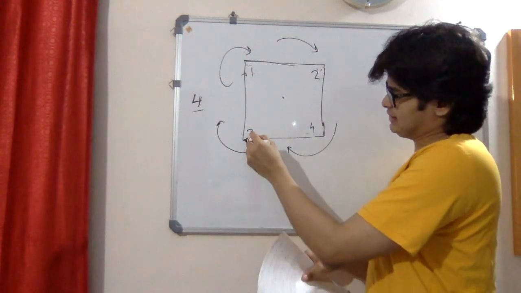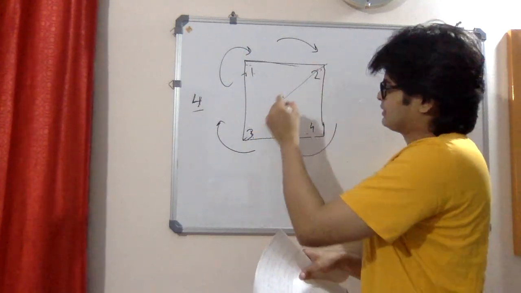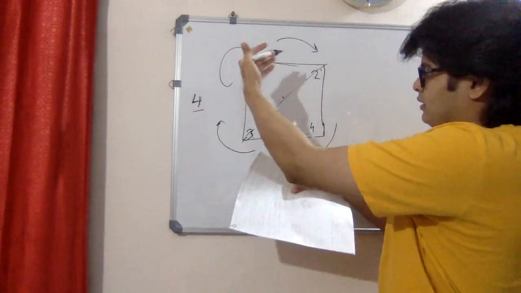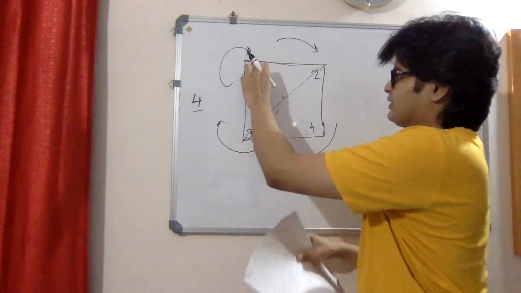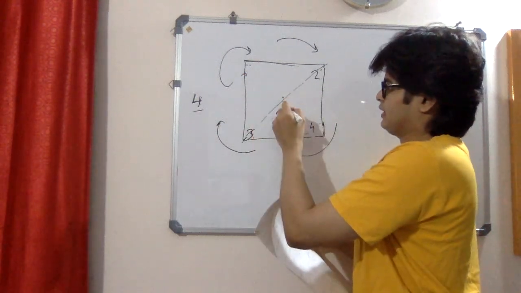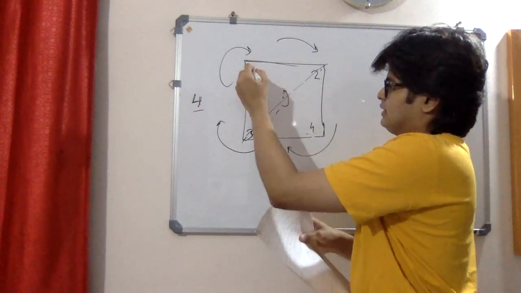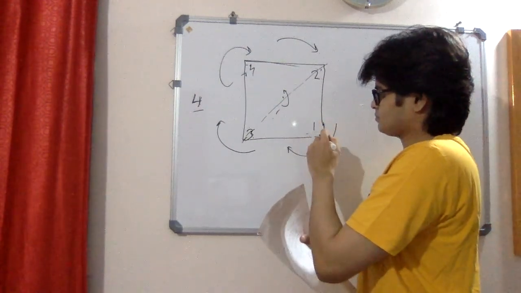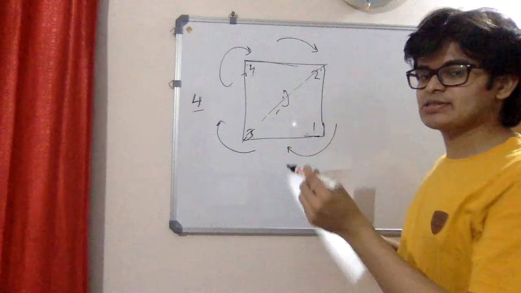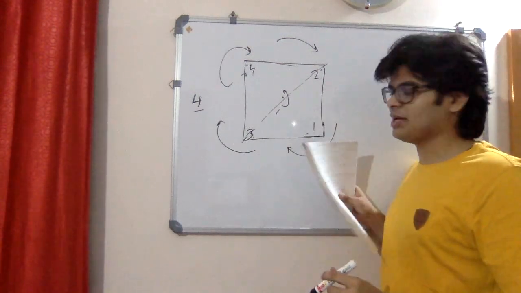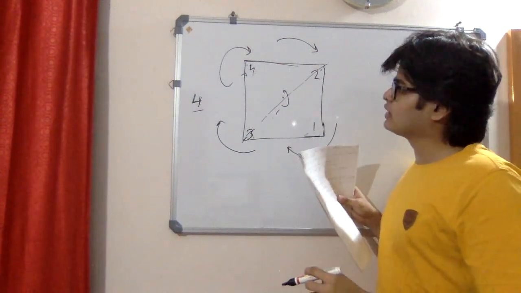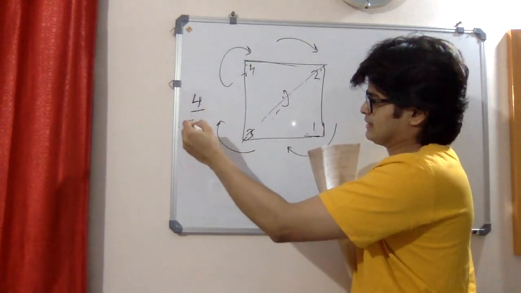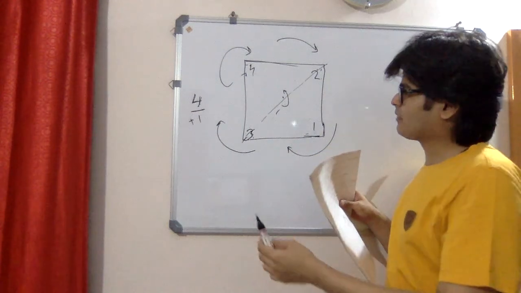Now if we consider an axis along this diagonal and rotate it along this diagonal, then if we rotate it like this, this vertex would shift and swap places. So this is another symmetry we have. The shape is preserved, however the points have switched their places. So this is another symmetry we have.